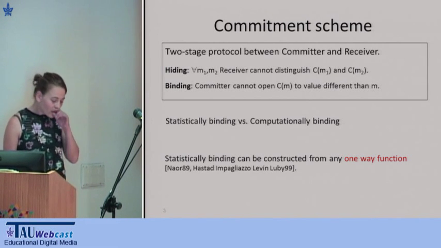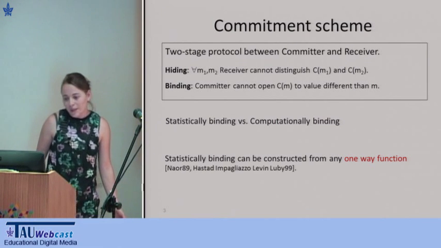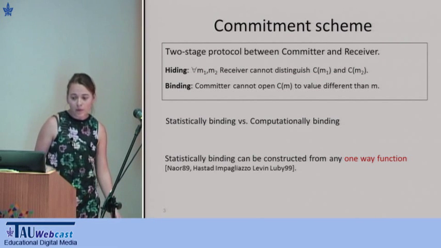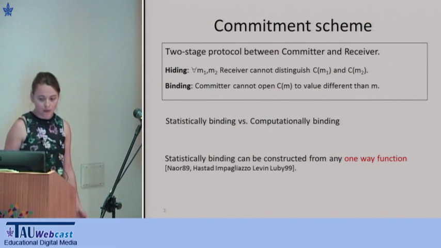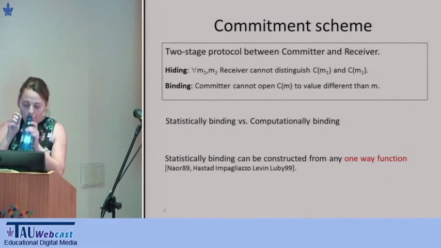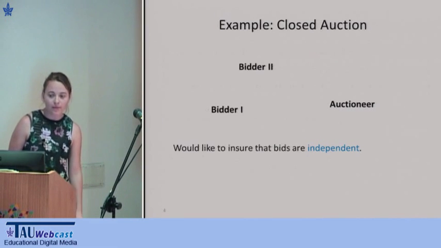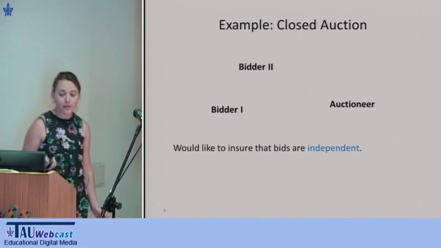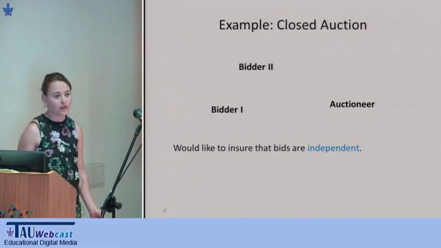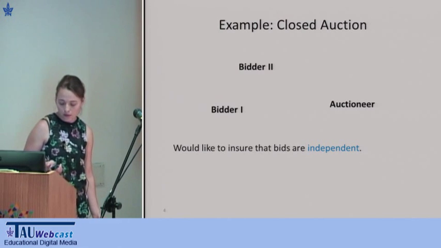However, we also know that standard commitments are not always enough for applications. Let's remind ourselves of the issues. The problem that we will see now is input independence. The first example is auctions. Let's say we have two bidders, bidder number 1 and bidder number 2, that are about to bid on some item, and we want to ensure that their bids are independent.